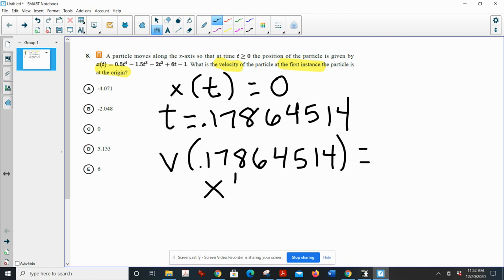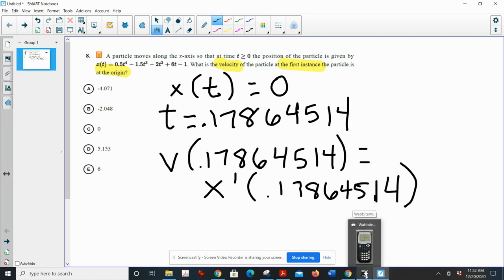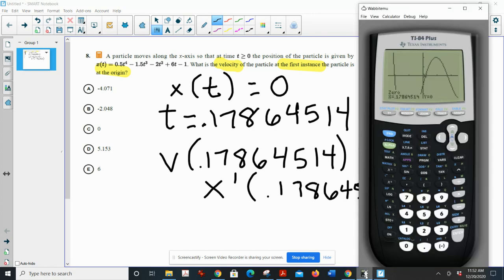And that's going to be the same thing as x prime of 0.178645514. Now, I can do the derivative the way I did in class. Not a bad thing. I can also get my calculator back, and I can calculate that directly in the calculator. The way that I do that is by using second, and again, we're going to the trace button, the calc menu. And if you look here at option 6, we have dy/dx. That is the same thing as the first derivative. So we're going to select 6.